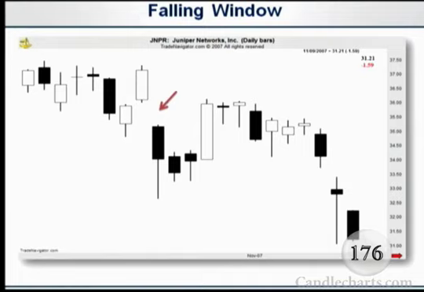Okay, so here we have a falling window. Okay, a bearish Harami. And in fact, even if you didn't recognize the Harami, what do we have here? A doji. So I would never say how much is that doji in the window. Never. Never.